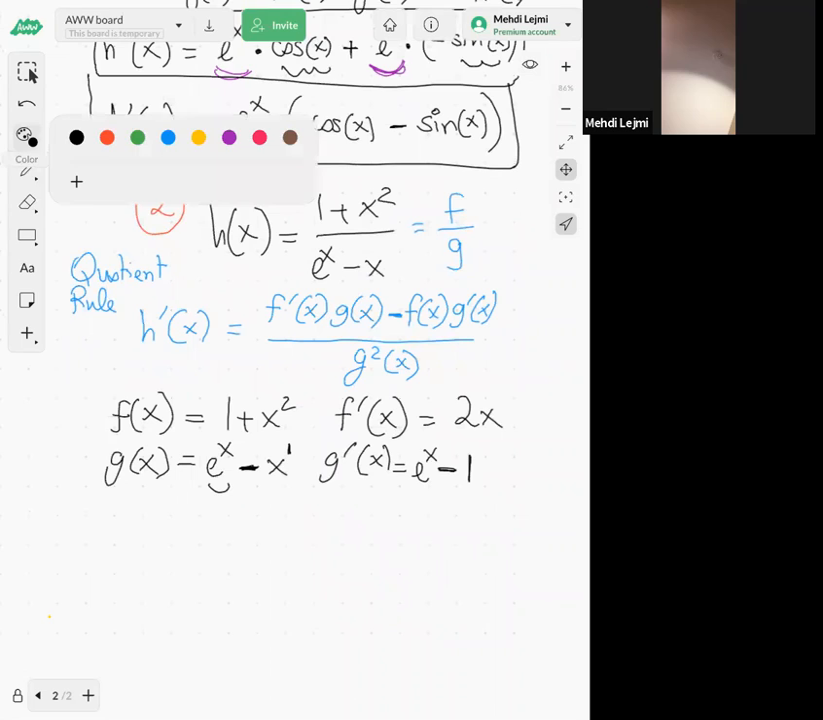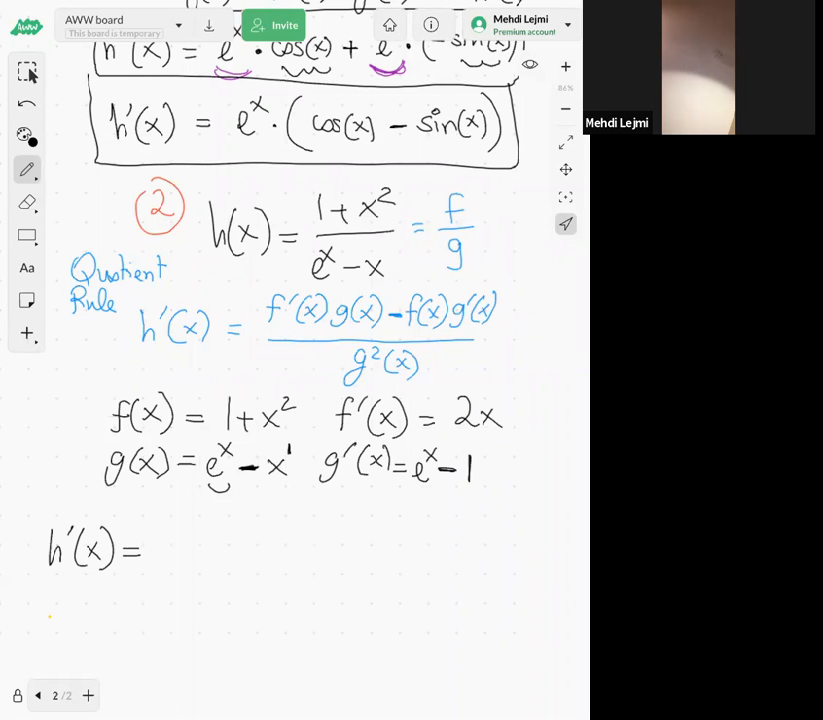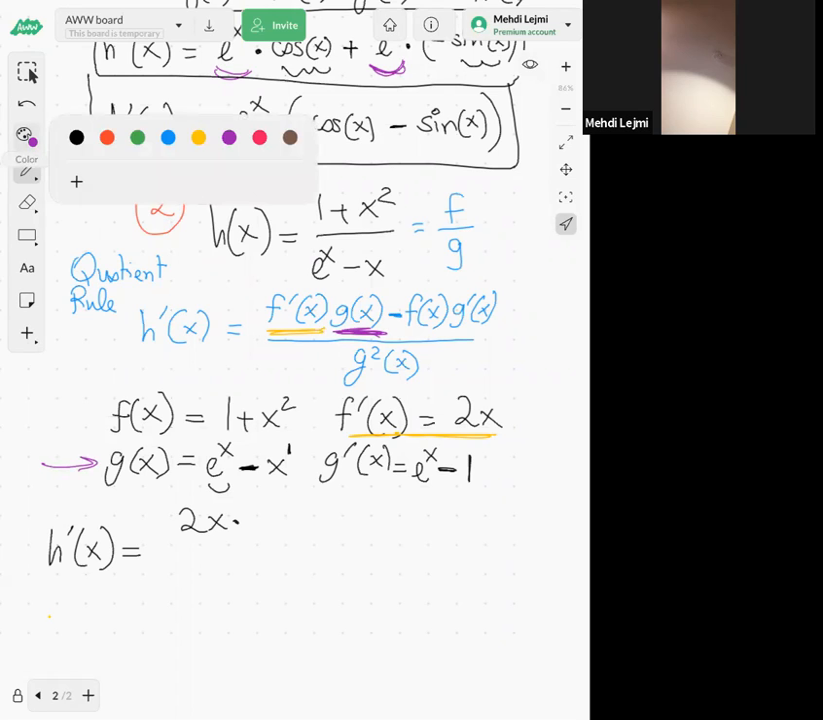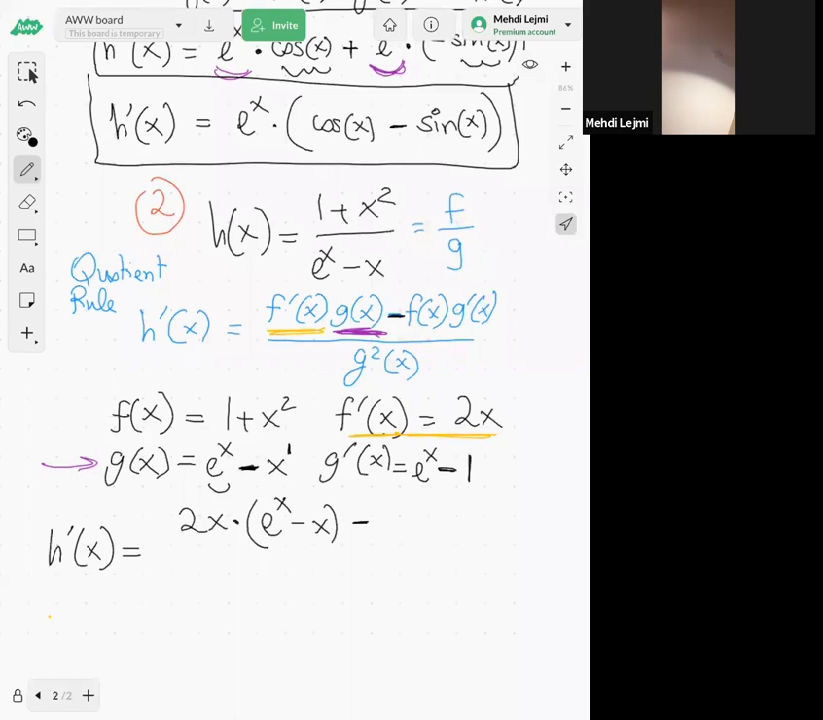And so then your h prime of x. So first, we have f prime. Here's my f prime, it's 2x. So here's my 2x times g, right? Where's my g? Well, here's my g. It's e to the x minus x. G is the denominator. So it's times e to the x minus x. And then there's this minus. Here I'm going to keep the minus.